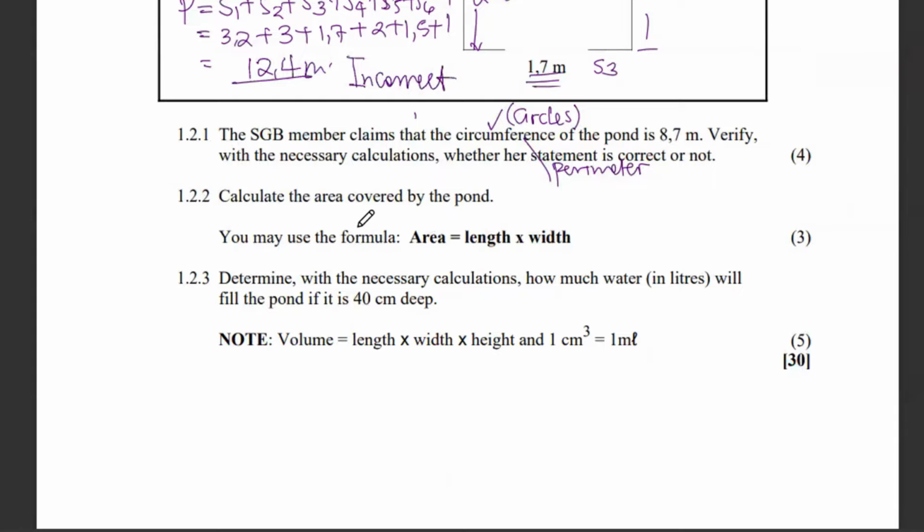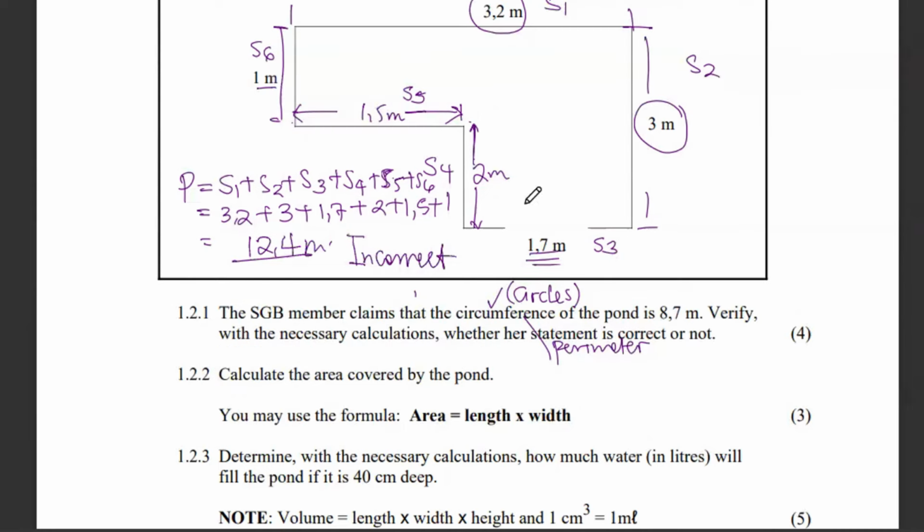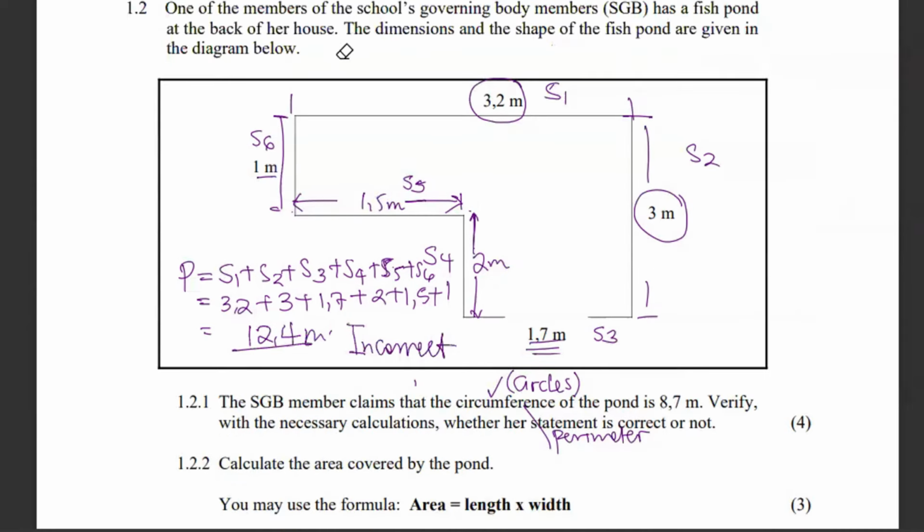Question number 1.2.2. Calculate the area covered by the pond. You may use a formula below, which is true. But now, when you take note of this point of ours that we see here, because they're saying the dimensions of the shape of the fish pond are given in the diagram below. So this is the fish pond that we are looking at.